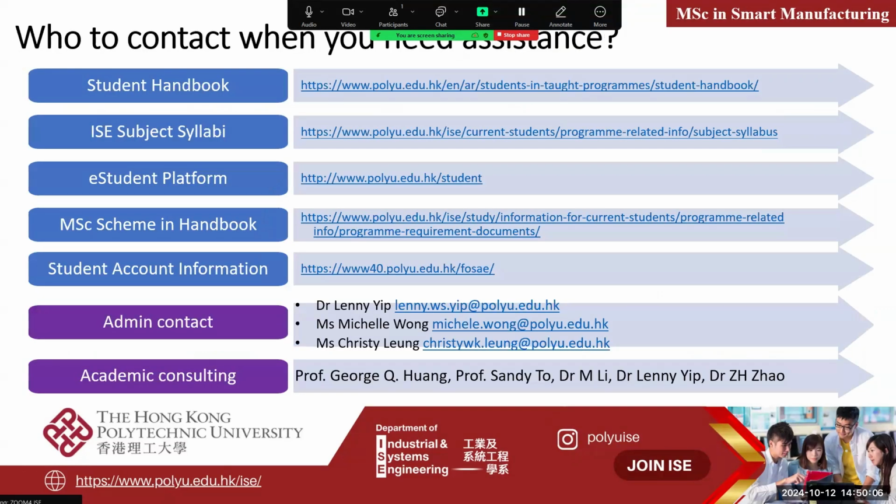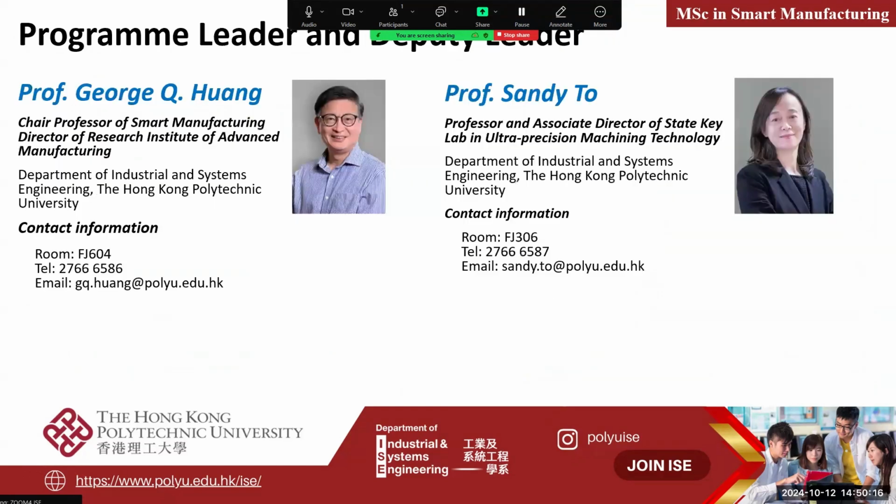So if you want to know more information about the program, here is key information for you from the handbook, the platform, and also the application page. And also if you need more information about the program, please contact the program leader, Professor George Q. Huang, or the deputy program leader, Professor Sandy Du.